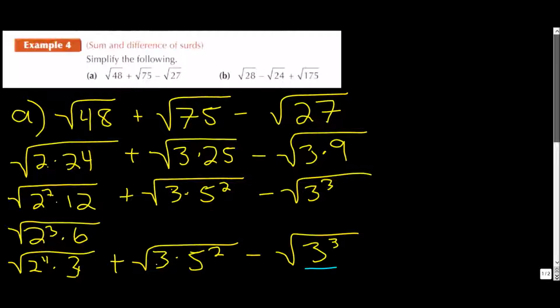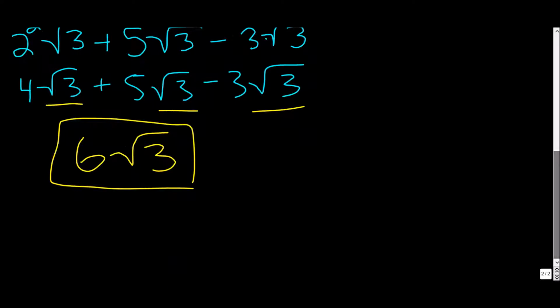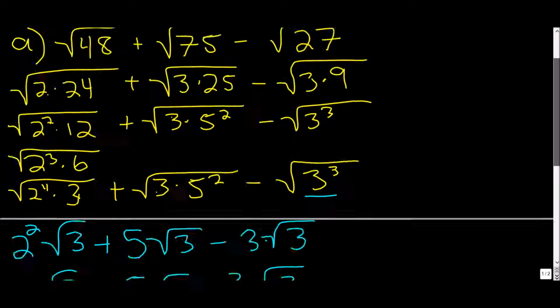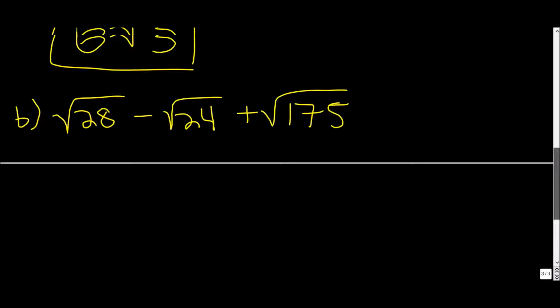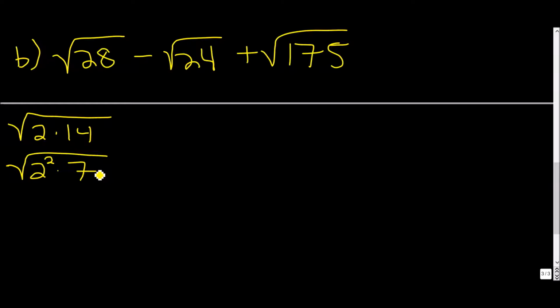Part b is the square root of 28 minus the square root of 24 plus the square root of 175, if I read that correctly. Okay, we're going to do the same process again. The square root of 28 is the same thing as the square root of 2 times 14, or the square root of 2 squared times 7. Completely factorized. They're all primes, I can't do anything else.